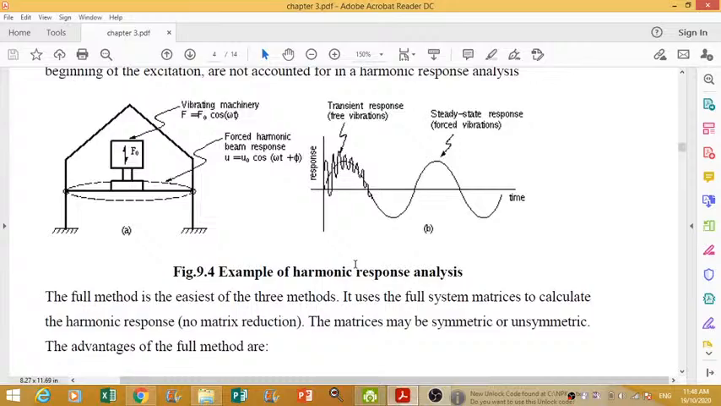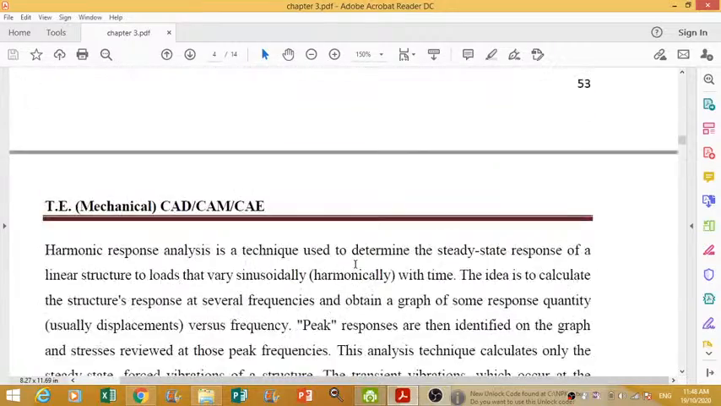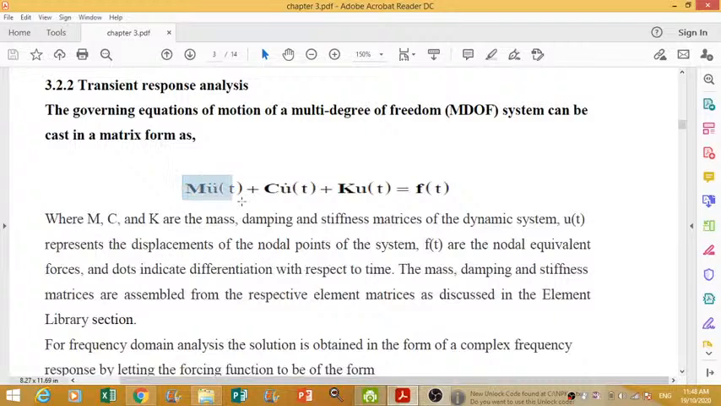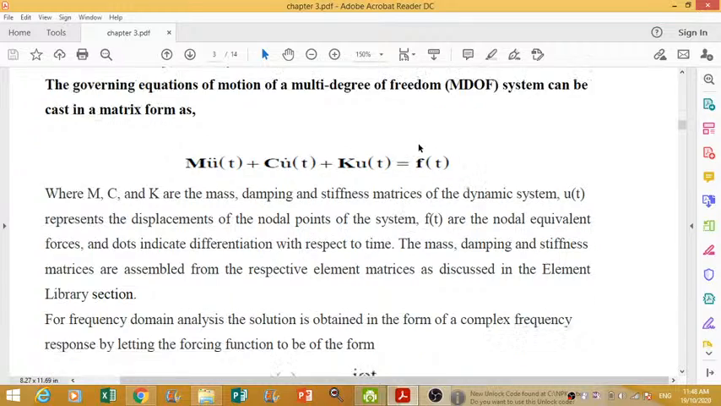Obviously there must be an F of t sine omega t, and there is a corresponding change. This equation will remain the same for harmonic type of analysis, but there is a little bit of change. F of t sine omega t must be there. So m u double dot plus c u dot plus k u is equal to F sine omega t. This is the corresponding change in the harmonic type of analysis.